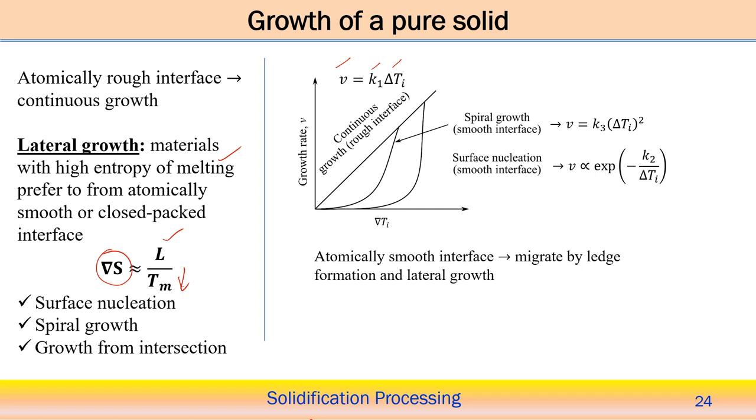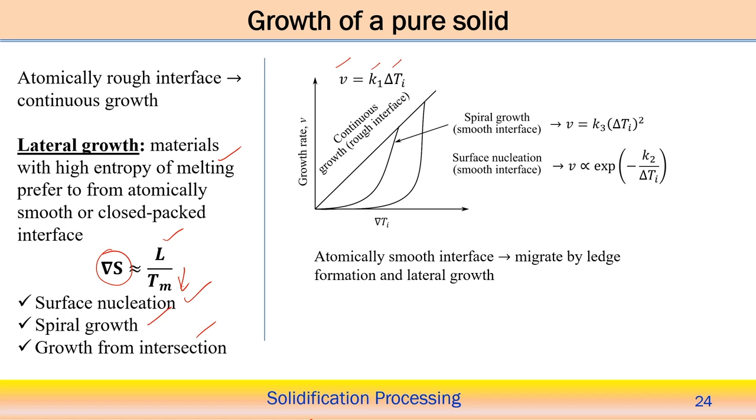Now to understand these things, we distinguish between the growth of a pure metal, an alloy, as well as a non-metallic material. These are very important: surface nucleation also occurs, which is mostly associated with the non-metallic material. Spiral growth is also associated with the non-metallic material, and growth from the intersection is associated with non-metallic material, because in non-metallic material the interface we can consider as very smooth as compared to the metallic material.